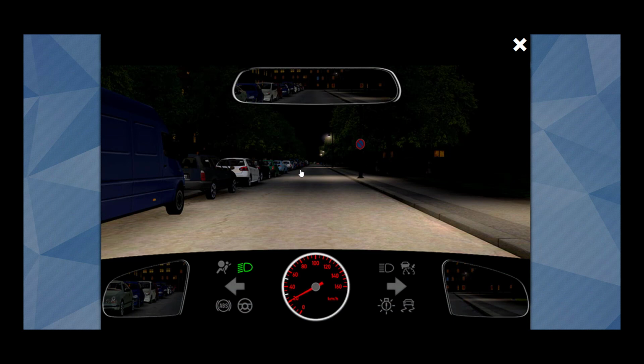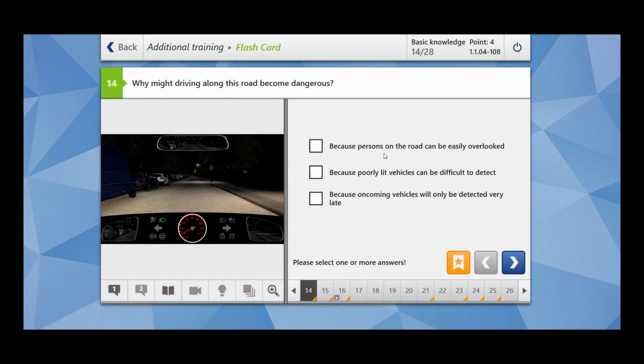Why must driving along this road become dangerous? So what we see over here, we see parked vehicles, then there are some lights, then there are buildings with the lights as well. Because persons on the road can be easily overlooked, yes, because they are the parked vehicles on the side of the road. Because poorly lit vehicles can be difficult to detect, yes. Because oncoming vehicles will only be detected very late, no, this is not the case because oncoming vehicles will have their own lights. So there is no such case that they are going to be detected very late.